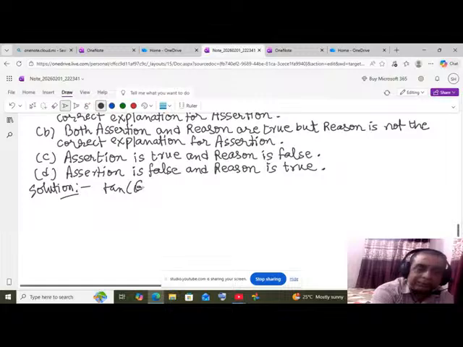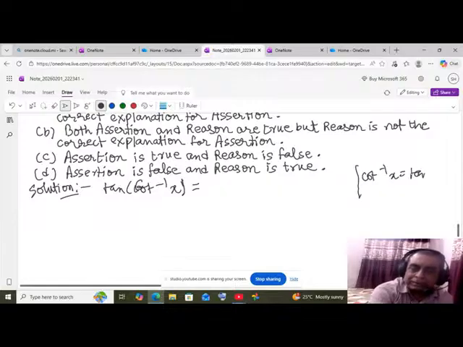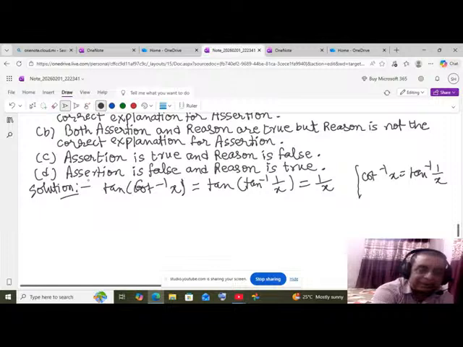So tan inverse of cot inverse x. Now, we know that cot inverse x is equal to tan inverse 1 upon x. So in place of cot inverse x, I am writing it as tan inverse 1 upon x. So tan inverse 1 upon x value is 1 upon x. That is LHS.